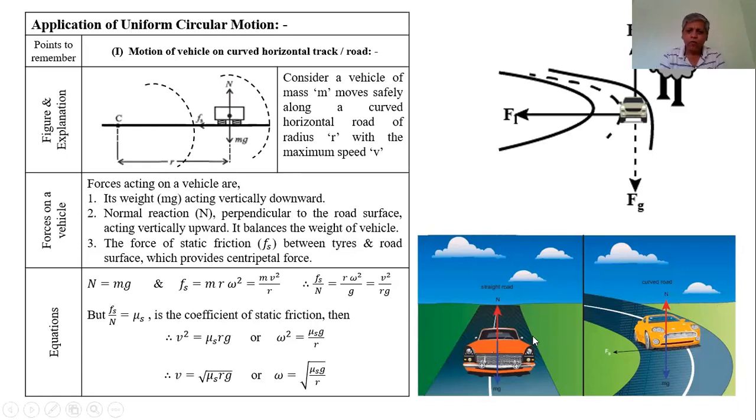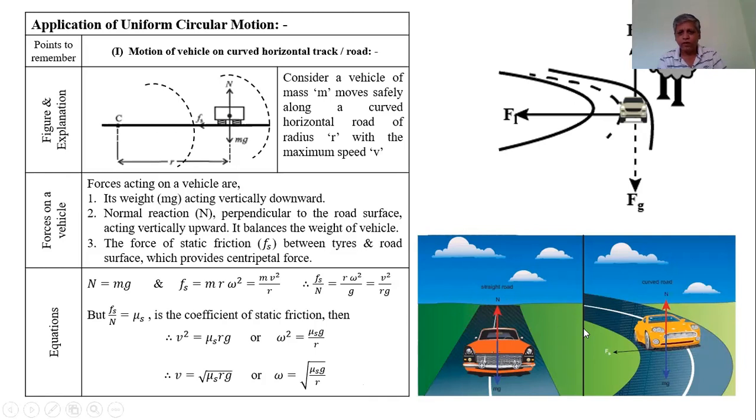When the car goes along the straight linear road, in translational motion, at that time the forces acting on it are different. Here we consider this mobile as a car. When the car is on the horizontal road, at that time its weight acts vertically downwards, and at the same moment the reaction force is exerted. That means when the car or vehicle travels along a horizontal straight road, only two forces will act on it.